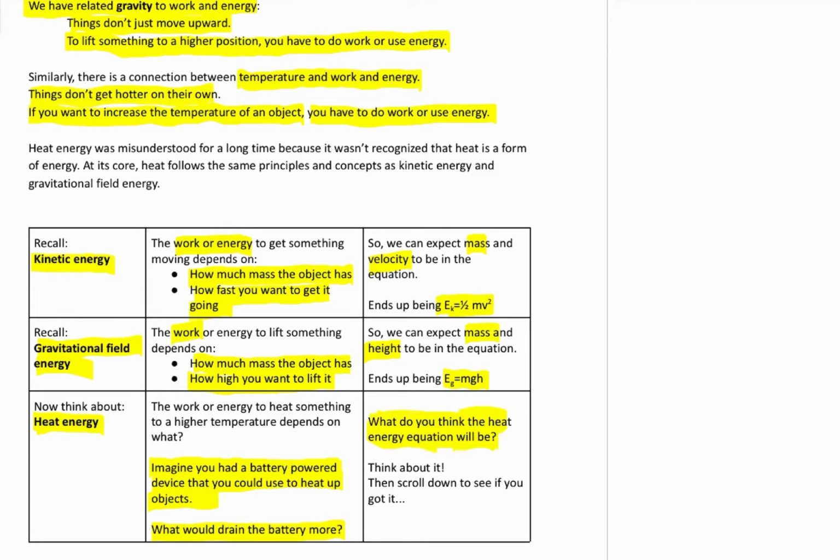So not a proof. I'm really just trying to get you to use your imagination. If we had to guess what's in our equation for heat energy, what do you think would show up? In kinetic energy, by thinking, we kind of knew there'd be a mass and a velocity. For gravitational energy, with some thinking, we kind of knew there'd be a mass and a height. If we think about heat energy the same way, what do you think will show up in the equation? What would take more energy to heat up than, say, something else?